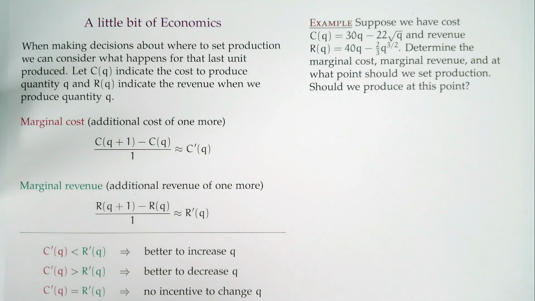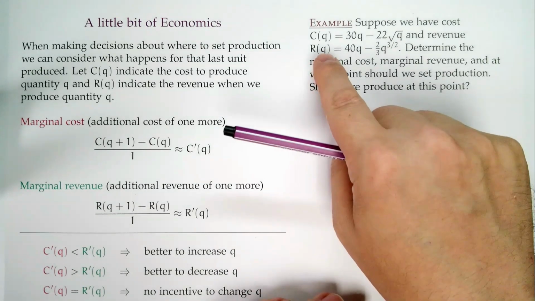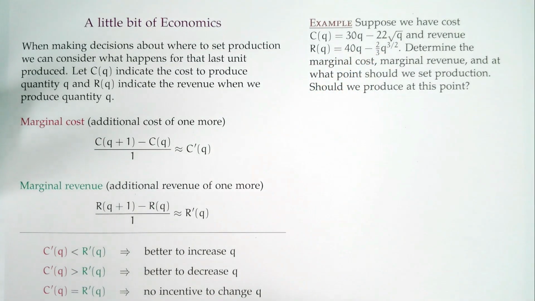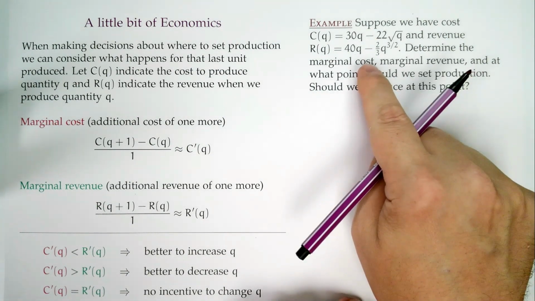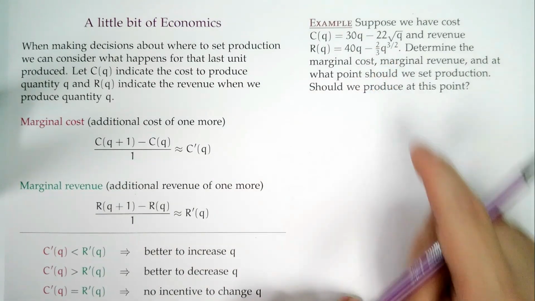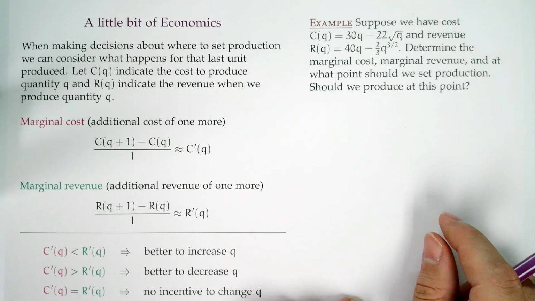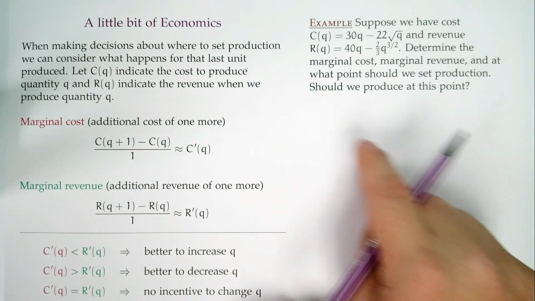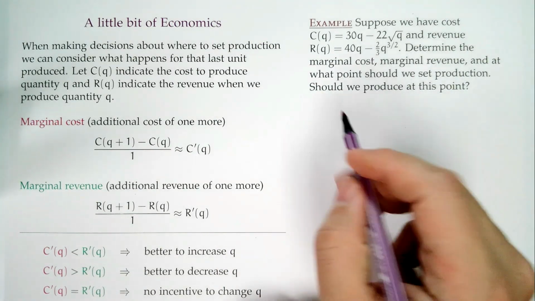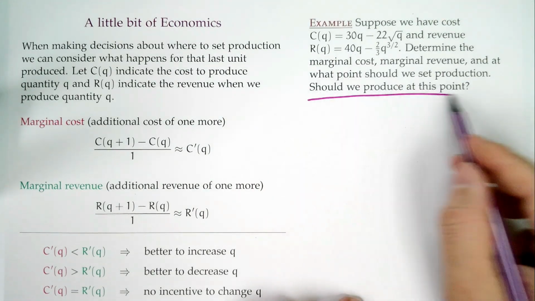All right, so we have an example. Suppose we have a cost function, C of Q, is 30Q minus 22 times the square root of Q. And our revenue function, R of Q, is 40Q minus 2/3 Q to the 3/2. Determine the marginal cost, the marginal revenue, and at what point should we set production? All right, and then there's a second question. Let's get to that second question later.